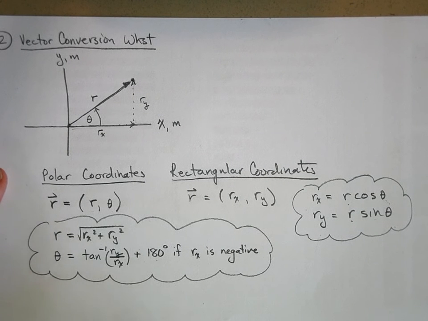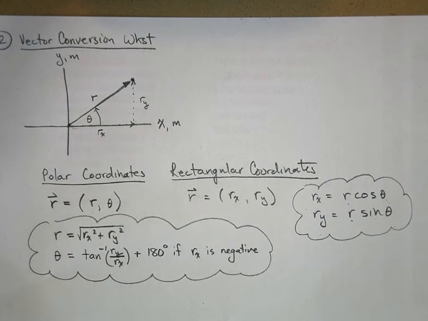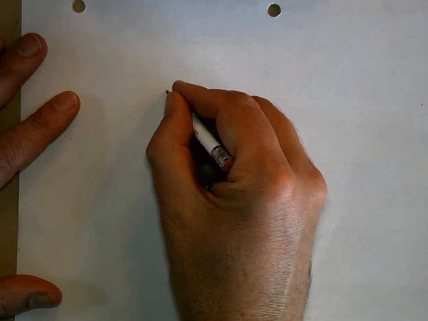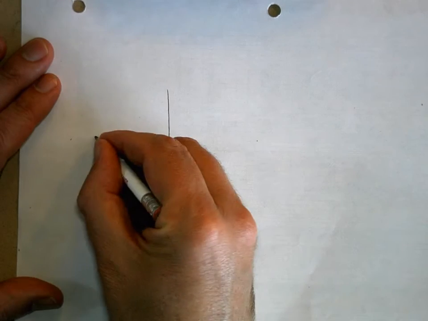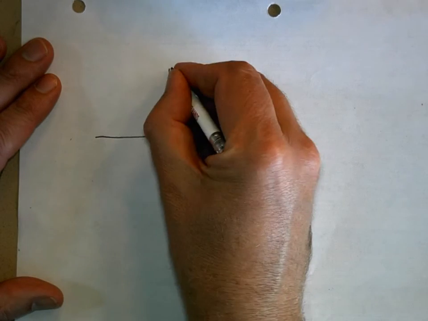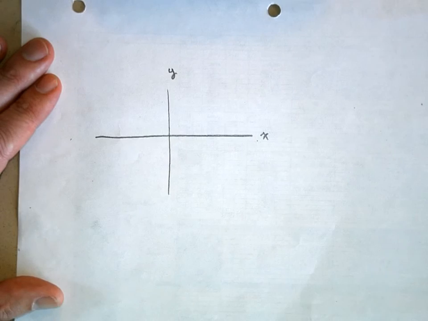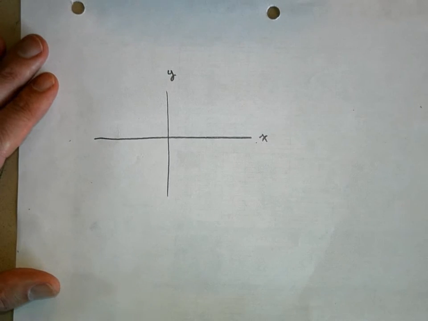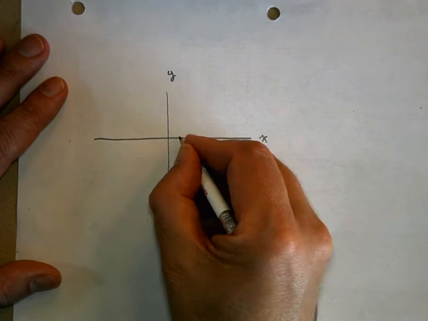I want to show you now why we have to add 180 degrees to our answer for inverse tangent if your x component is negative. And it's pretty easy to understand, actually. So let me show you an xy plane. So here's y, and here's x. Now let's say a position looks like this.